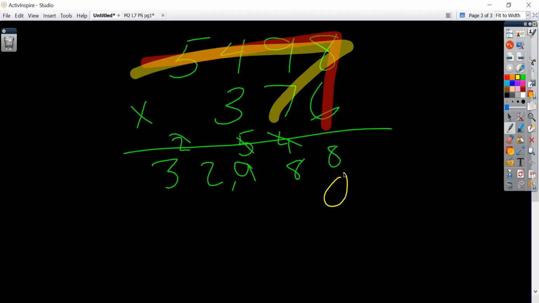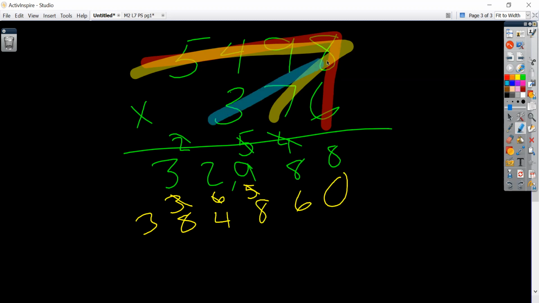7 times 8 is 56. 7 times 9 is 63, plus 5 more, 68. 7 times 4, 28, plus 6 more, 34. 7 times 5, 35, plus 3 more, 38. Make sure you cross off your regrouping like I'm doing so that you don't get confused. And you go to stack and add.